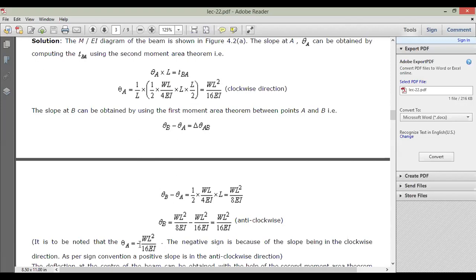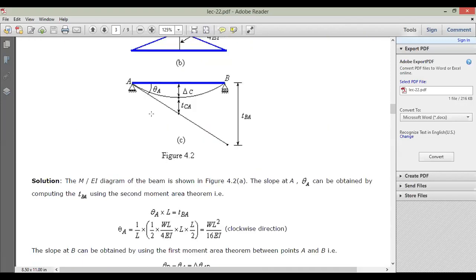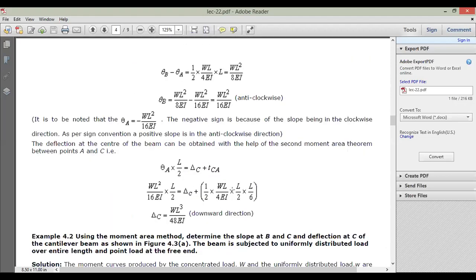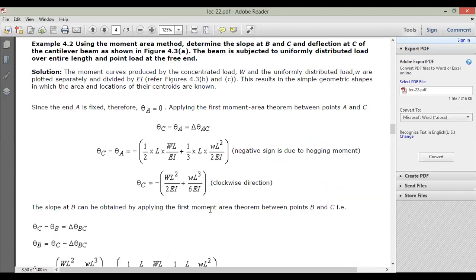Again, it is noted as minus WL square by 16 EI. Negative sign is because of slope being in the clockwise direction. You can see slope is in the clockwise direction. This point, and this is coming downwards. Slope is clockwise direction. That's why we have taken theta A as minus. So substituting these values, we will be finding delta C.